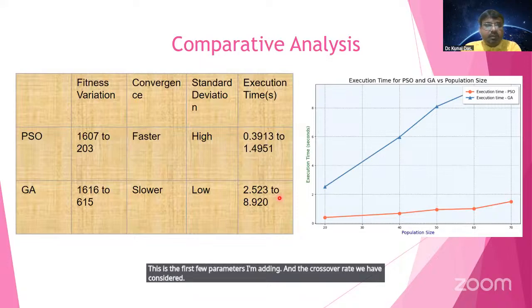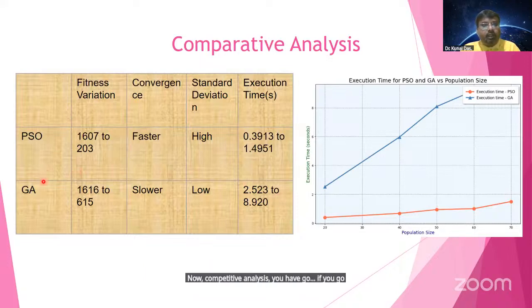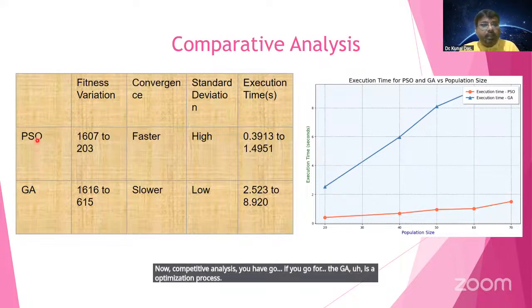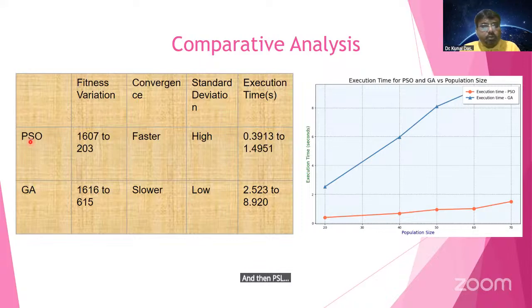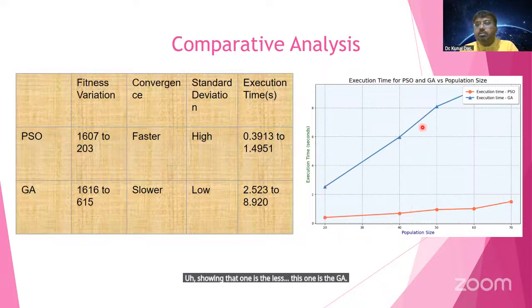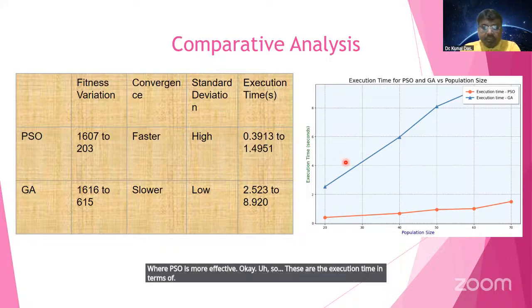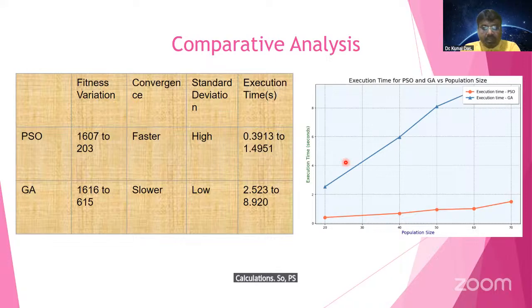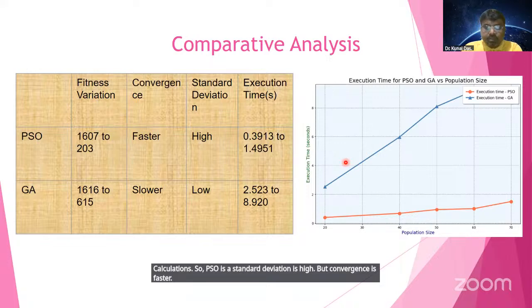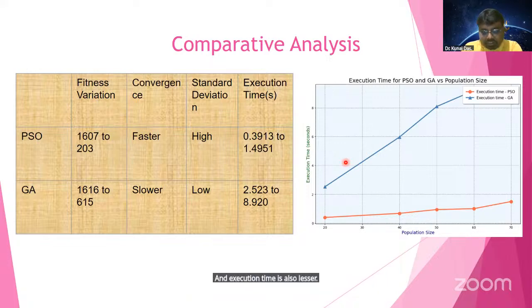Now for comparative analysis, if you go for GA as an optimization process, and then PSO, these two evolutionary algorithms show that PSO is more effective. Okay, so these are the execution times in terms of calculations. PSO's standard deviation is high, but convergence is faster, and execution time is also lesser compared to GA.